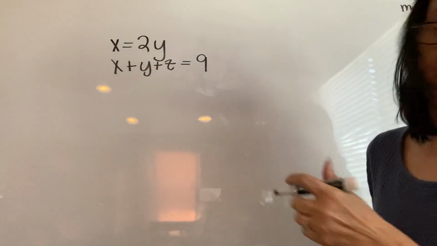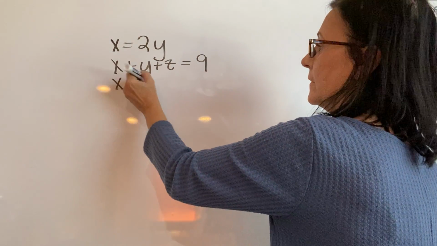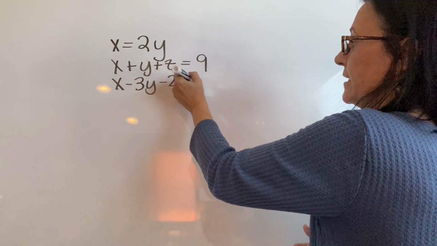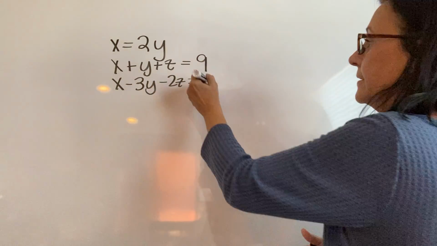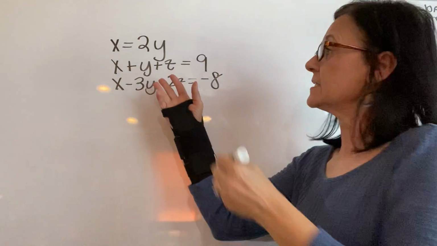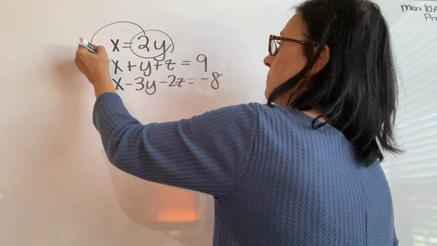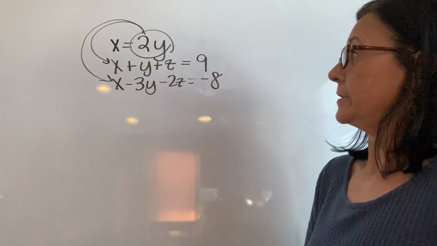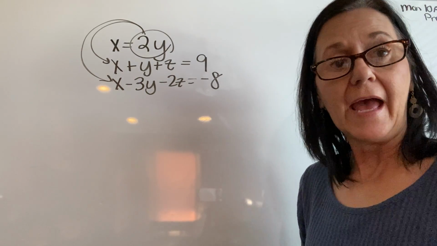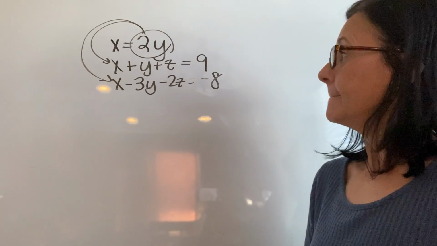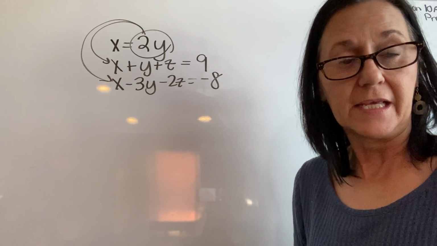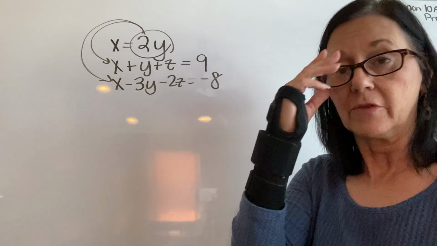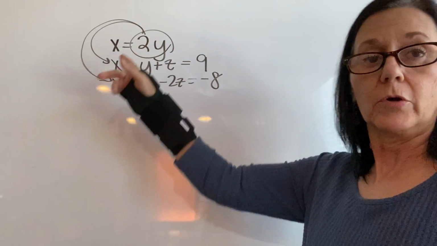And then we have x minus 3y minus 2z equals -8. So if I substitute 2y into both of these second and third equations, then I no longer have x. I only have two variables. I just have y and z. And then I can use substitution or elimination with those two. So that's what I'm going to do. For the value of x, I'm going to substitute in 2y.